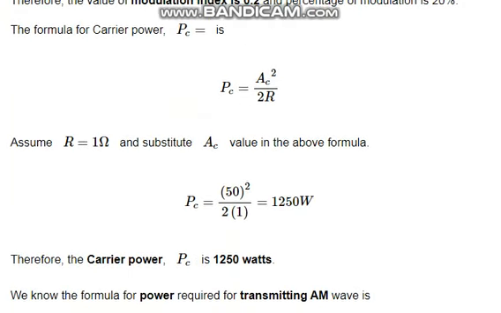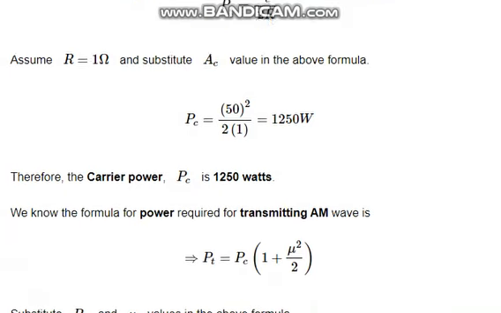The formula for carrier power is Pc equal to Ac squared divided by 2R. If we assume R is equal to 1 ohm and Ac, as you know, is 50 volts, we find the carrier power Pc is 1250 watts. Therefore the carrier power is 1250 watts.